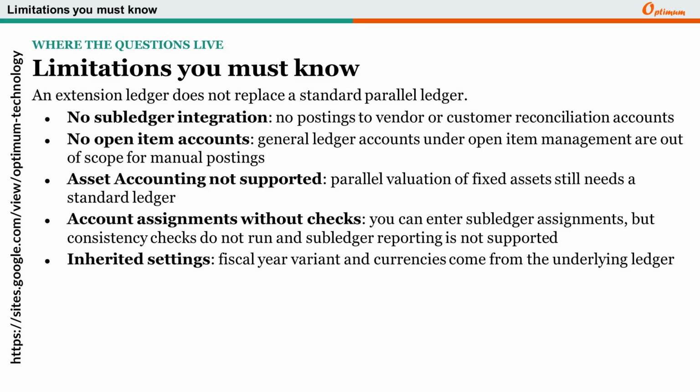So when a question describes a customer who wants full parallel accounting under a second accounting standard, including asset depreciation, the answer is a non-leading ledger, not an extension ledger. When a question describes adjustments, simulation, prediction, or a management view, the answer is an extension ledger.